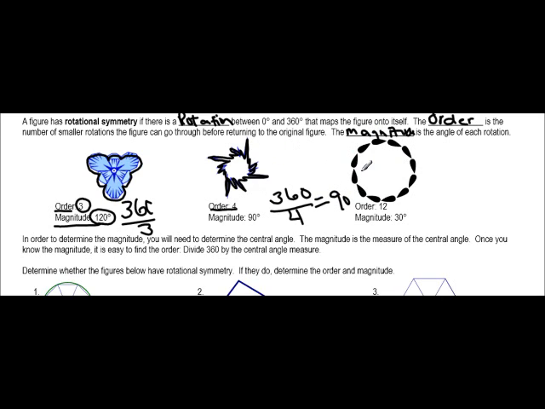Okay, so I'd like for you to pause the video and see if you get 12 as your order and the magnitude of 30 when you trace and turn this figure. And just a little hint when you're tracing: this one you can just do little circles on your patty paper, and mark your original position on your patty paper so that when you turn it, you know where your original is.